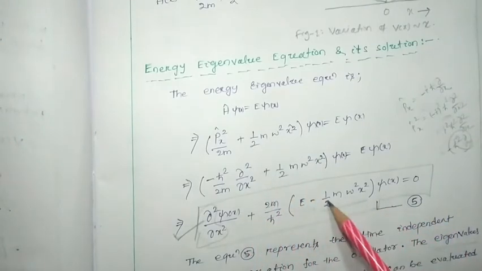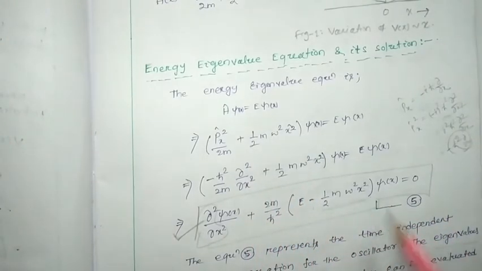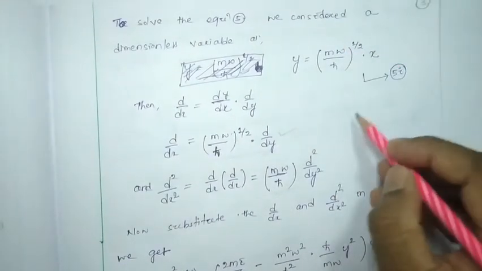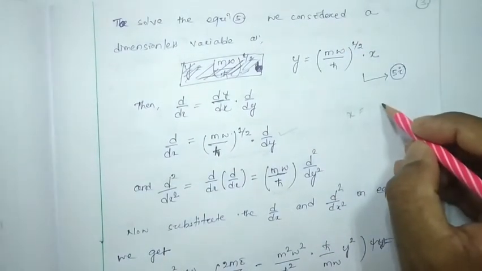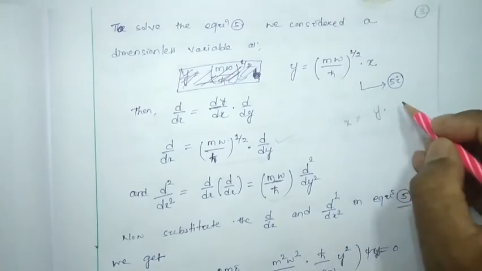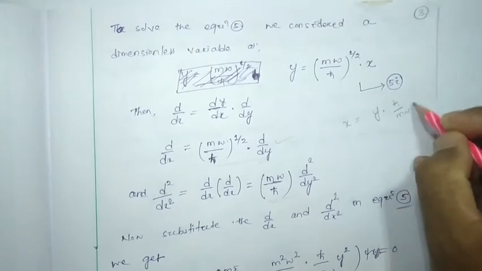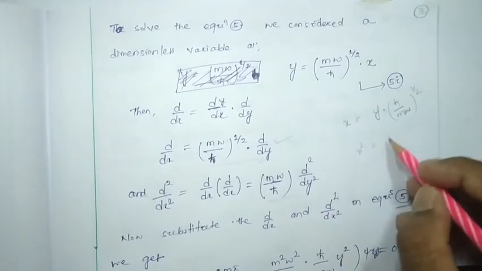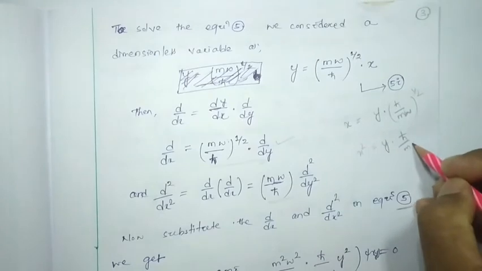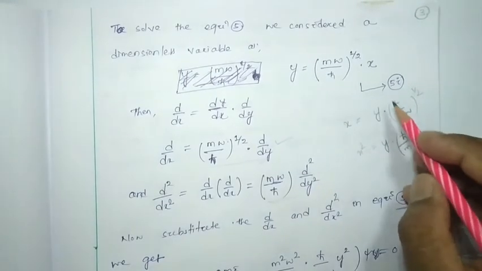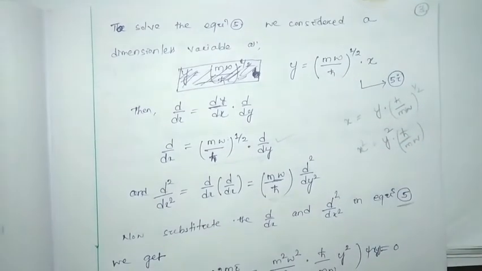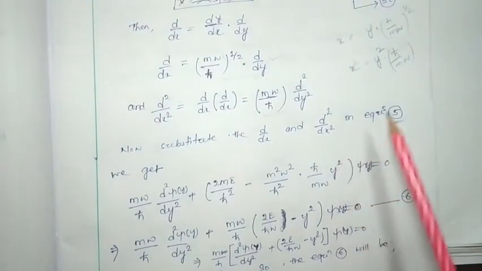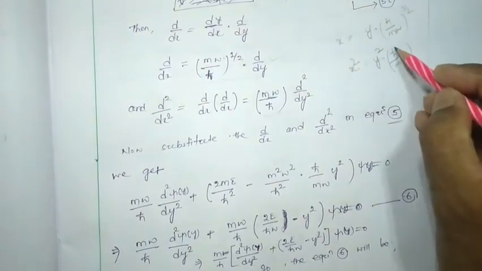See, it is half m omega square x square. So if we consider x from here, x will be y into root over h cross by m omega, and x square will be y square into h cross by m omega. So here we found x square equal to y square into h cross by m omega.